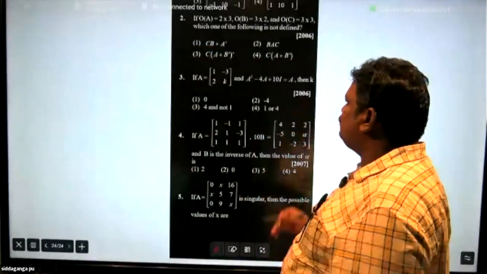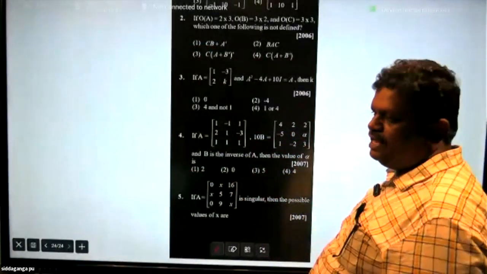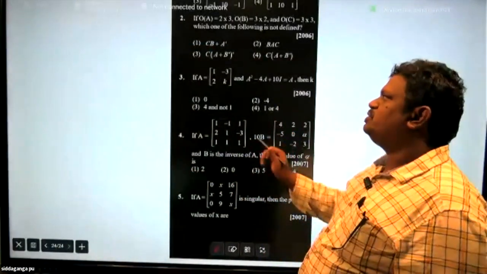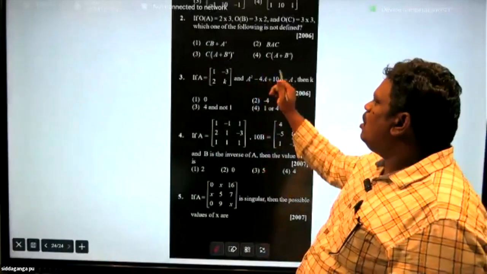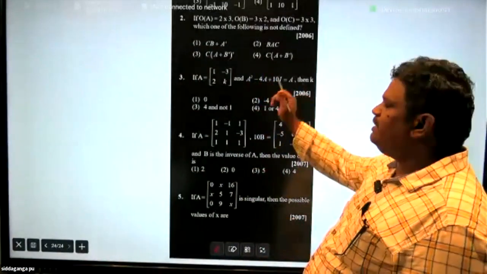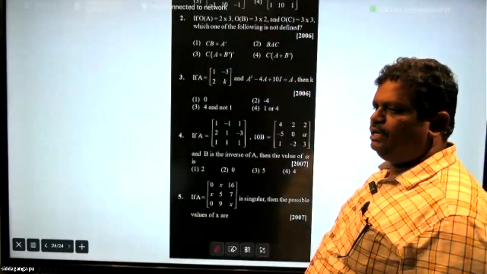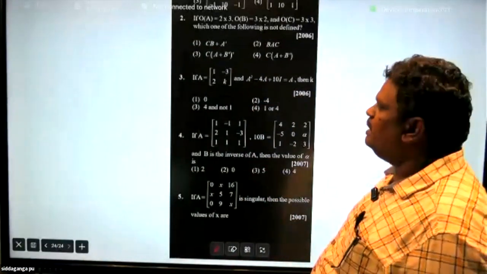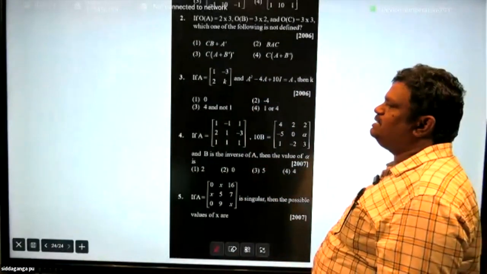So A square minus 4A plus 10I is equal to A. Generally we can solve this question by first finding the A square value, after that putting in the A value, and then simplifying. But without that calculation, we can find this one. A square minus 4A plus 10I is equal to A.